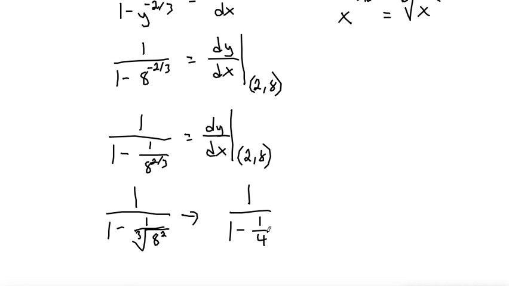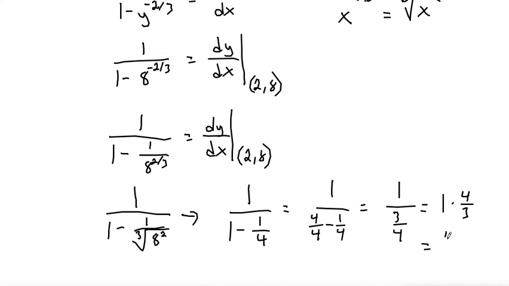Making a common denominator, 4/4 minus 1/4 is 3/4 when we subtract. So that would be 1 over 3/4, which then we flip the denominator and make that into 1 times 4/3, which is 4/3. So the final answer would come to 4/3 in this problem.